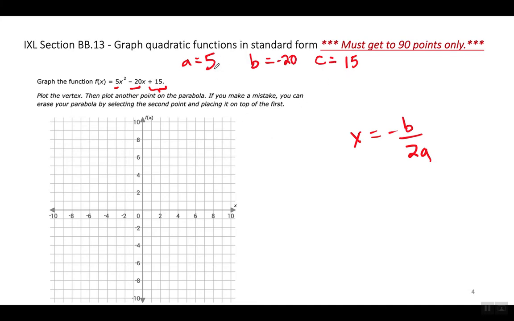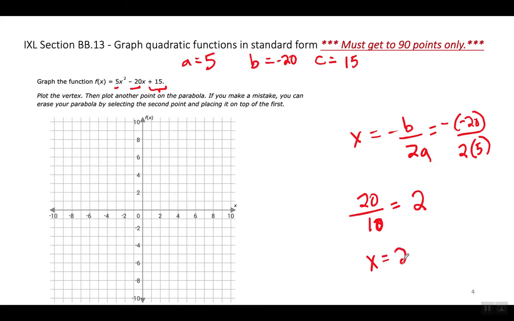So those are my values for A, B, and C. Now I'm just going to plug in the values of A and B into this formula. The formula says negative B, so it's going to be negative 20 over 2 times A. A is 5. So negative 20 becomes positive 20, and 2 times 5 is 10. And 20 divided by 10 equals 2. So the axis of symmetry is at x equals 2. The axis of symmetry is right here at x equals 2. This is where the axis of symmetry is.